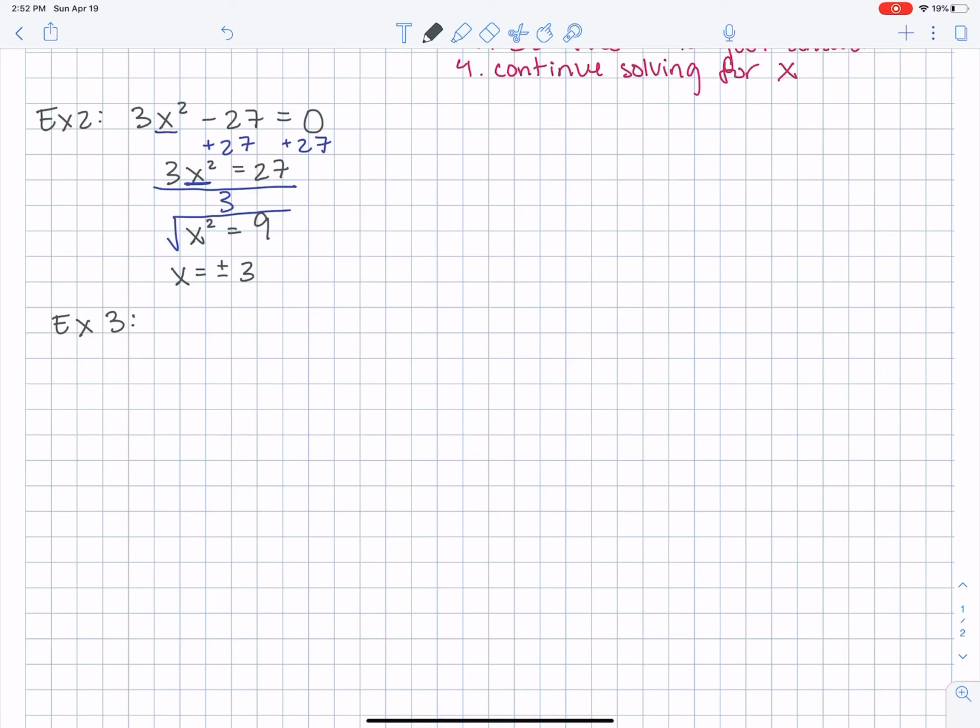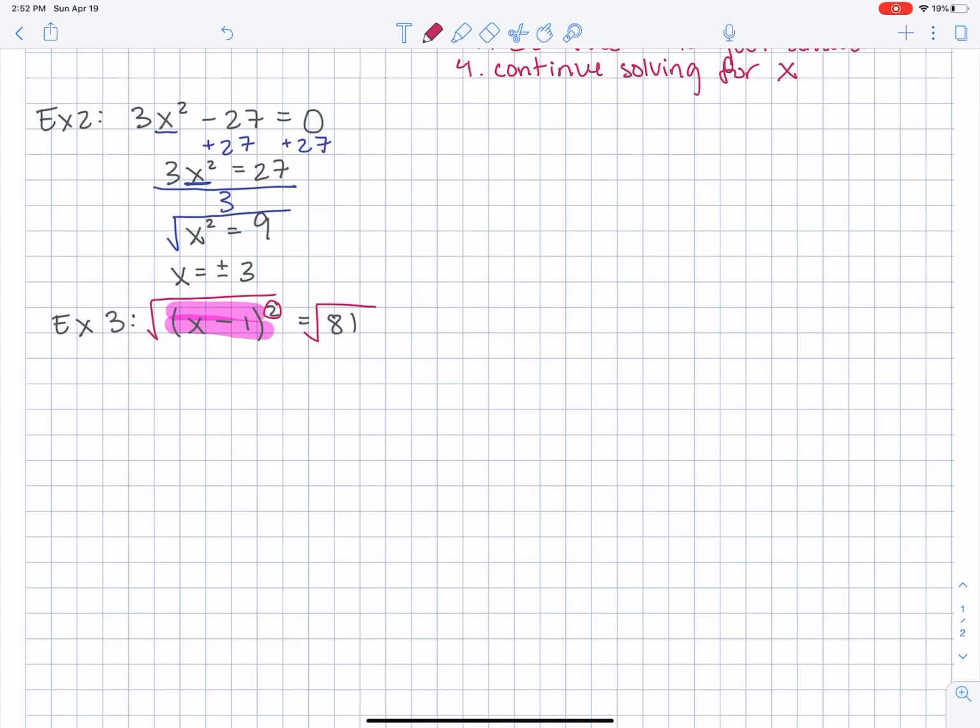Okay, so this one's going to look a little bit different. (x − 1)² = 81. Here's what's kind of cool about this: what's being squared is the x − 1, meaning that your square is isolated already. So we can take the square root of this side and the square root of this side.